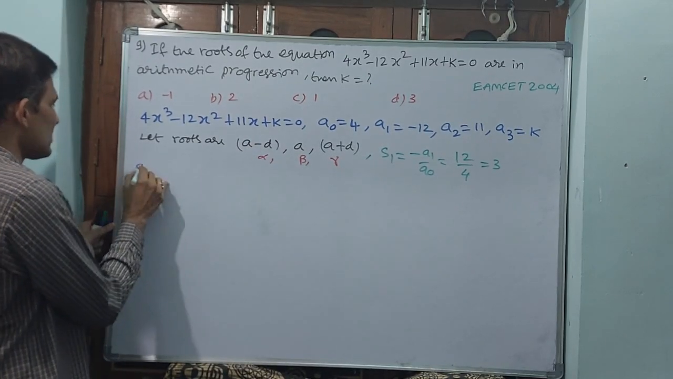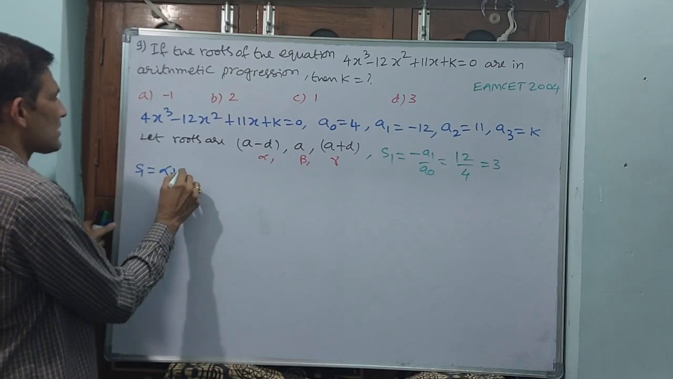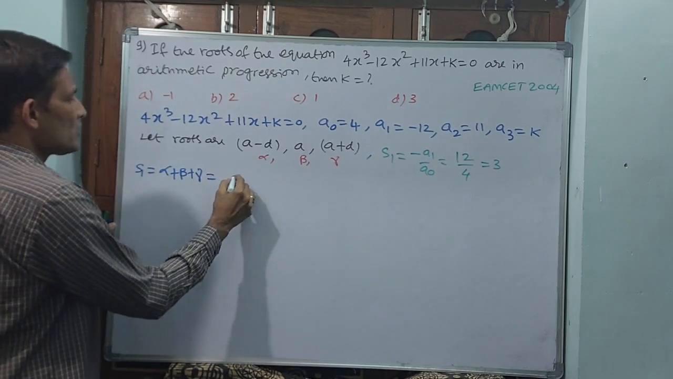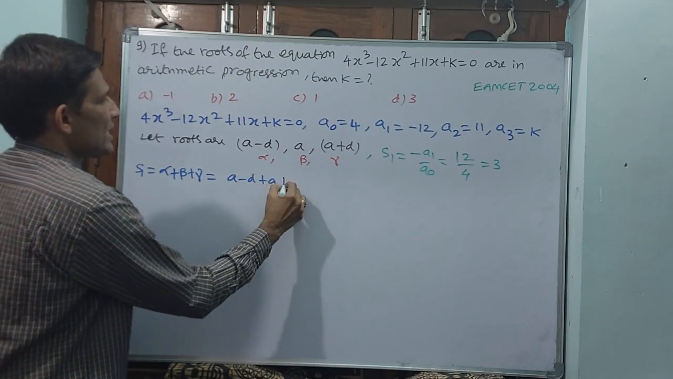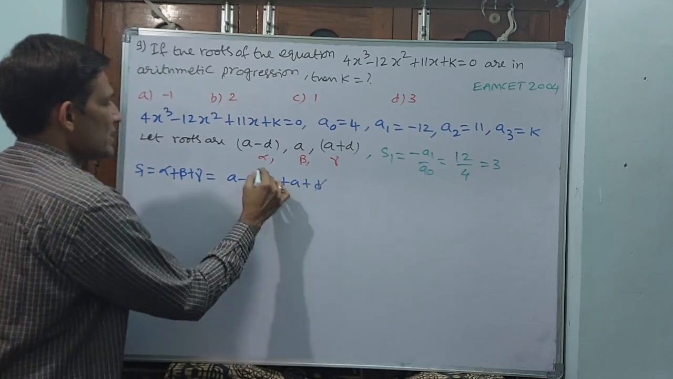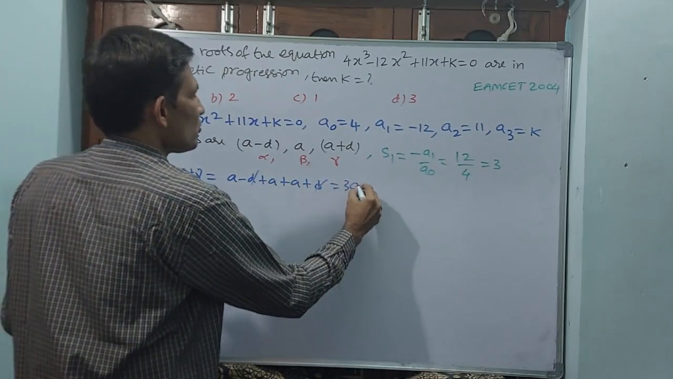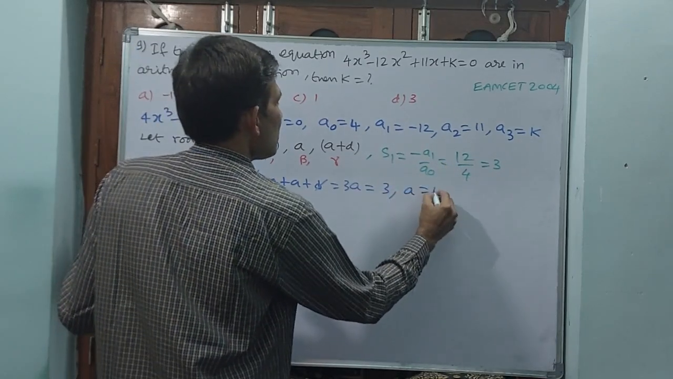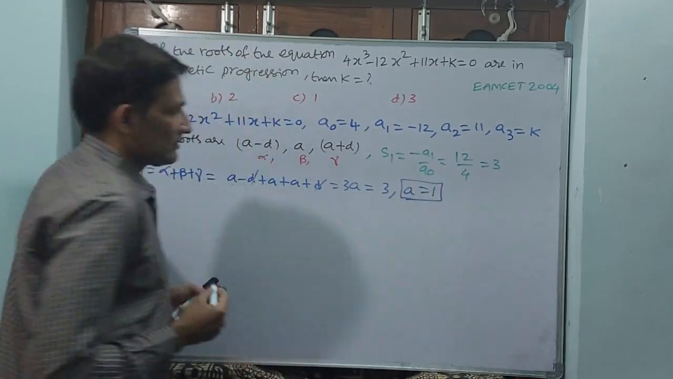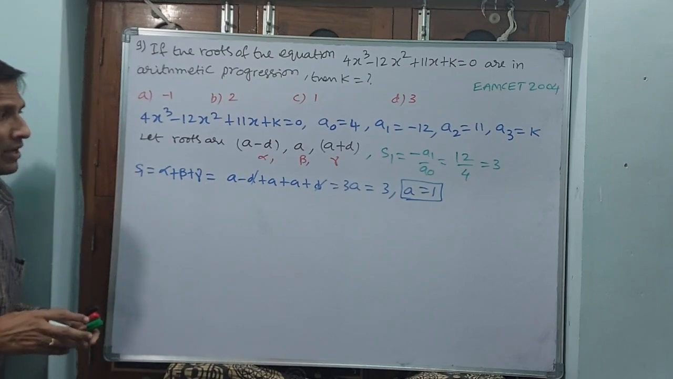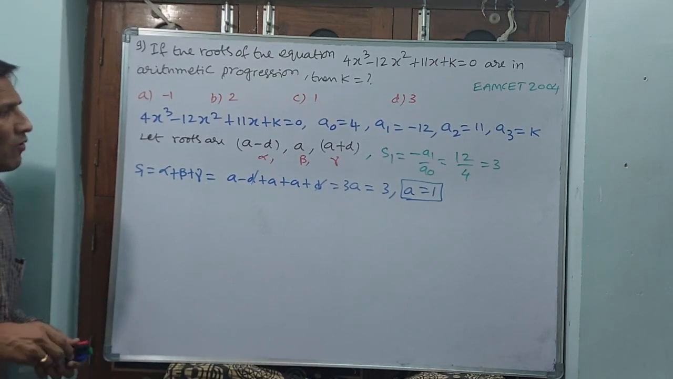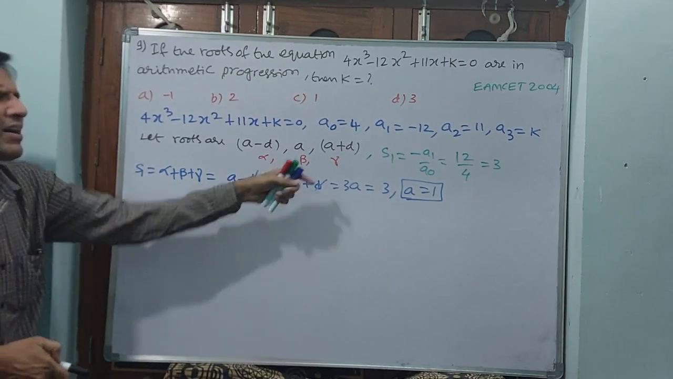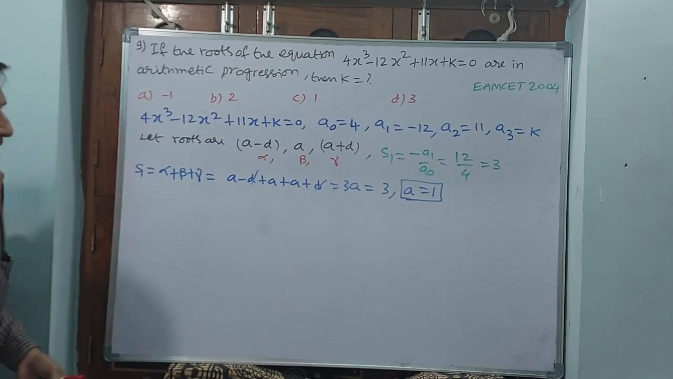You see, S1 is also equal to alpha plus beta plus gamma, that is equal to A minus D plus A plus A plus D. Plus D minus D going to get cancelled, that is equal to 3A. This 3A is equivalent to 3. That means A will be 1. This is required for us. Okay? A is 1. A may be beta, alpha, gamma, whatever it may be. Let it be beta or alpha.